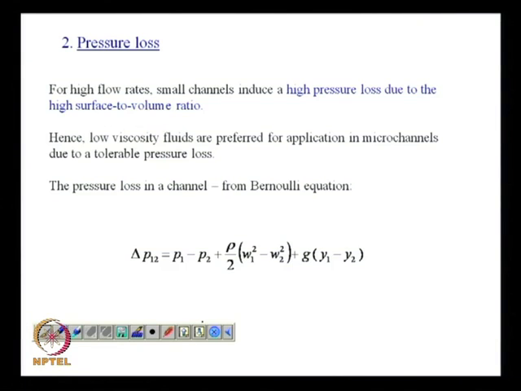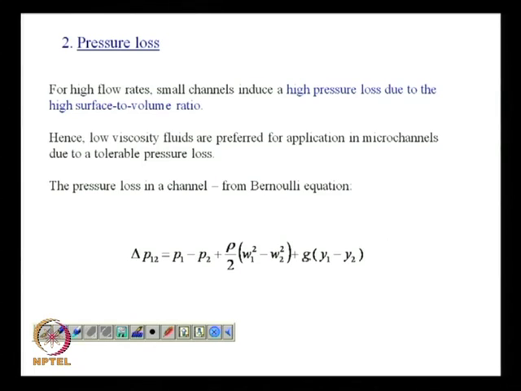But there would be cases in which we have flow in a micro channel with water, in which reactions are taking place, and the reaction medium is water. So, we have to deal with water in micro channels, or even higher viscosity fluids in micro channels.